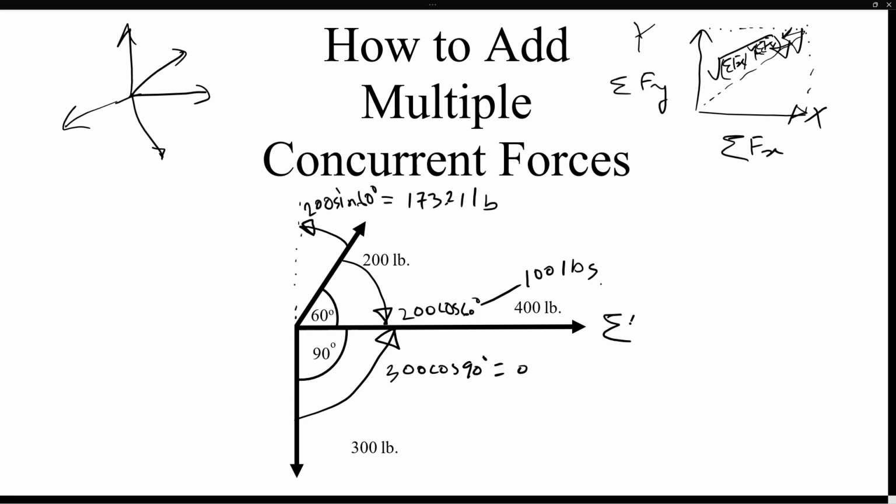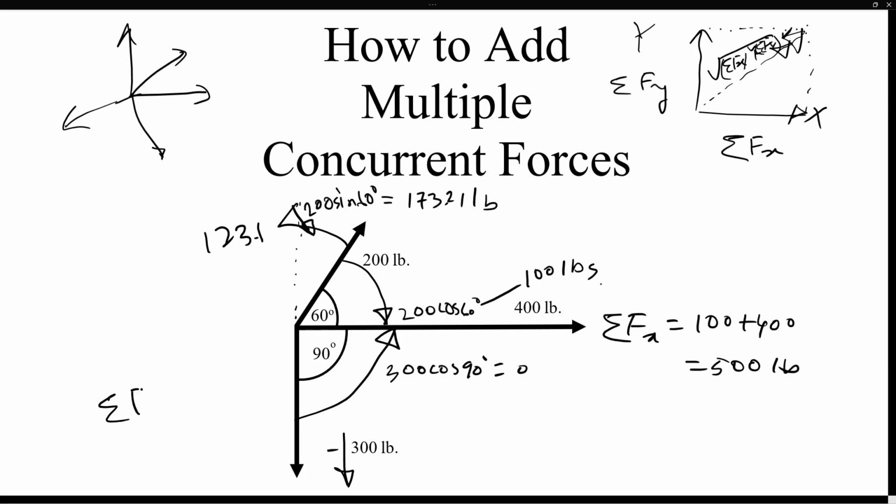So if you do the summation of x, in total we have 100 pounds plus 400 pounds. So that's my summation of x, which is 500 pounds. And then for the summation of y, I have this 300, which is a negative force going downward, and then I have 173 going upwards. So if you sum them, the summation of y becomes minus 300 plus 173, so we get 126.79.